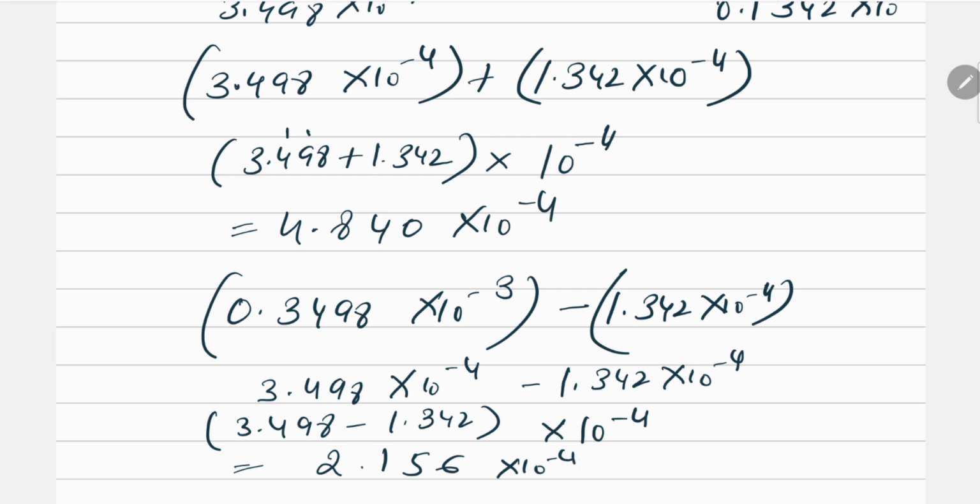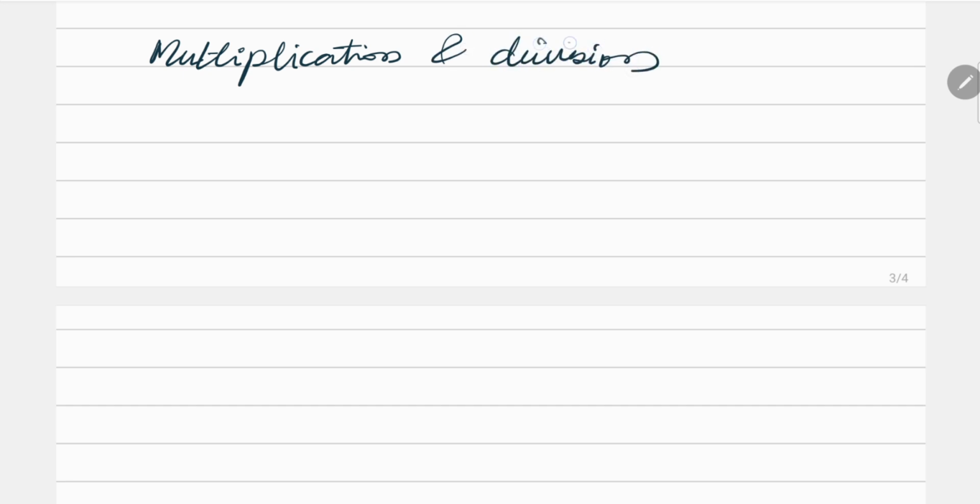So this is how this subtraction and addition is done if the exponent powers are different. Now let's talk about the multiplication and division.